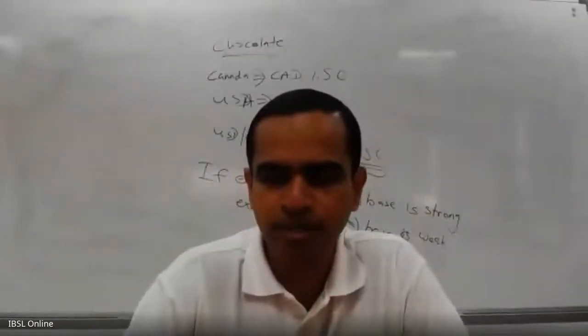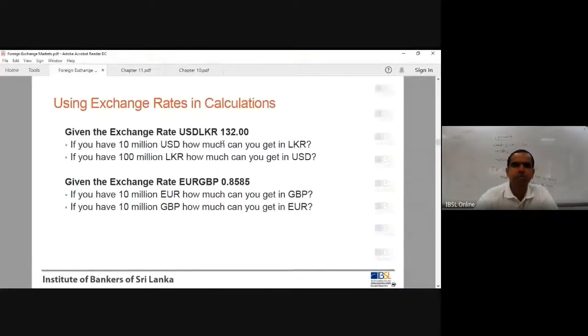Interest rate parity, we'll come back to it. Using exchange rates in calculations. Shall we try these examples? Let's try the first one. Given the exchange rate of the dollar rupee at 132, if you have $10 million, how much can you get in rupees? If you have 100 million rupees, how much can you get in dollars? Can you all quickly calculate and tell me your answers?